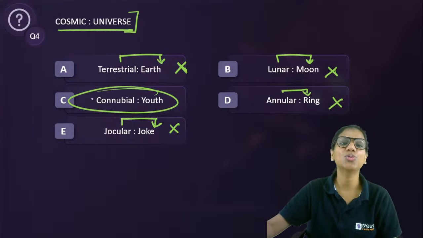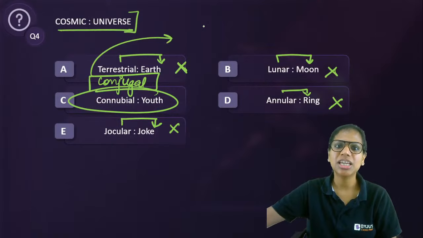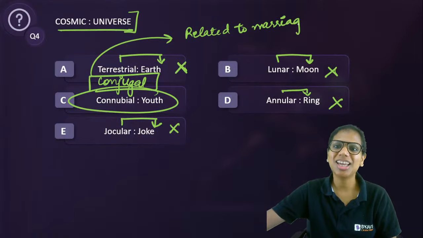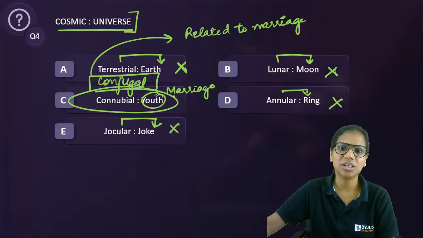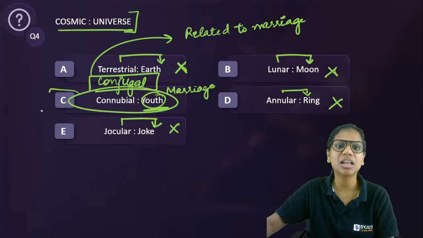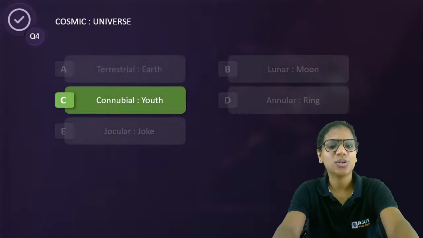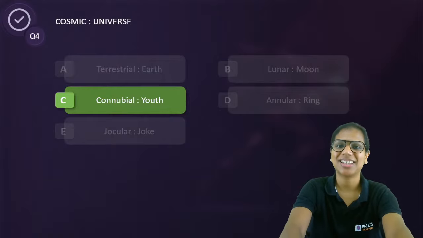The answer is connubial is to youth. Connubial means conjugal. Conjugal is a word that we covered in a previous session. It means related to marriage. So youth is not related to marriage, right? Had marriage been written here, then it would be related. But here youth has been written, so it's an unrelated pair. C is our answer. Very good. Those of you who said C, Varun, Ram, Ayushi, absolutely correct.